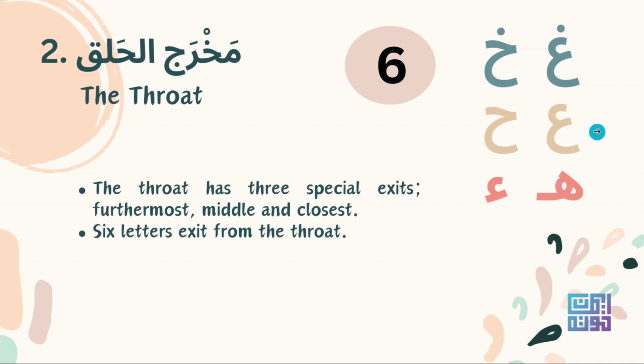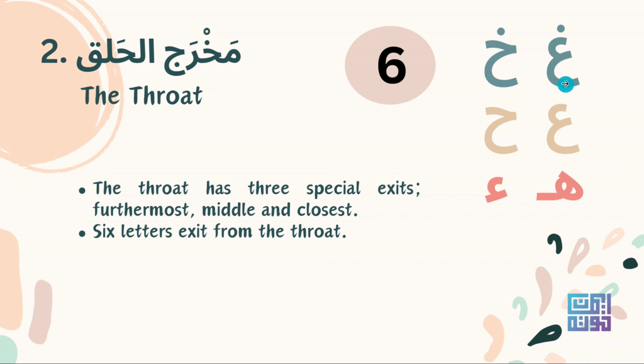If I pronounce the Ain, and I could extend the sound of the Ain, this means that the Ain is not pronounced from its proper exit area, which is the middle part of the throat. And through our course, we are going to take this in more detail, step by step, until we know them, inshallah, spontaneously.